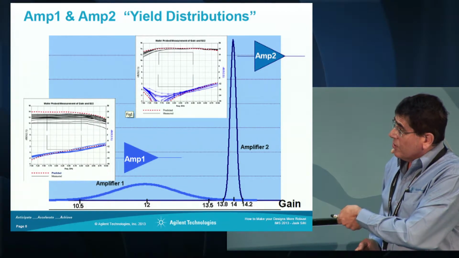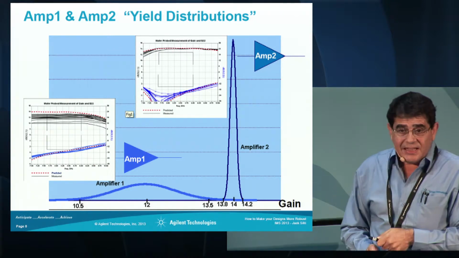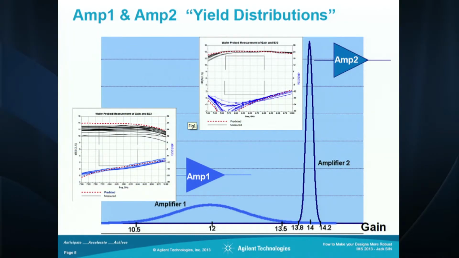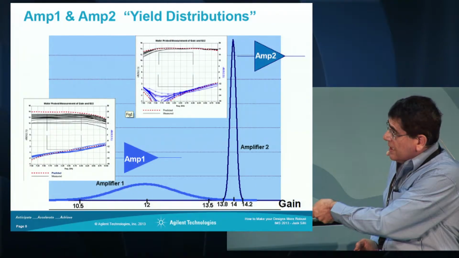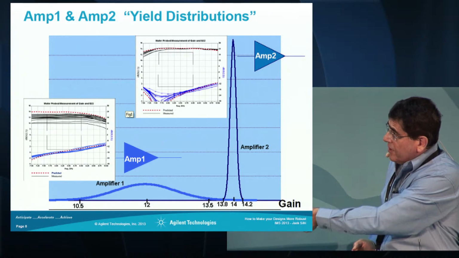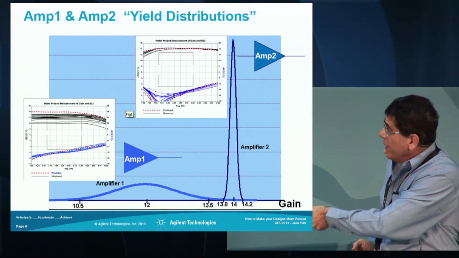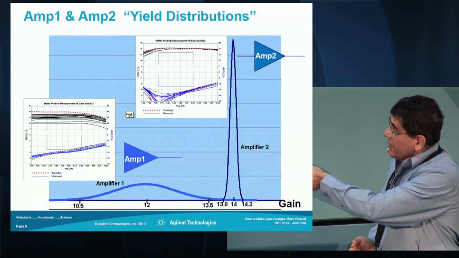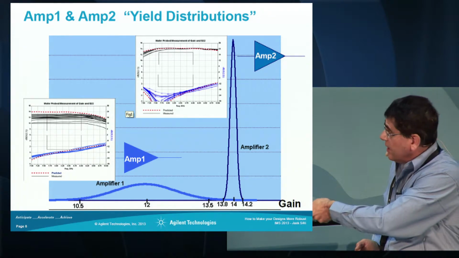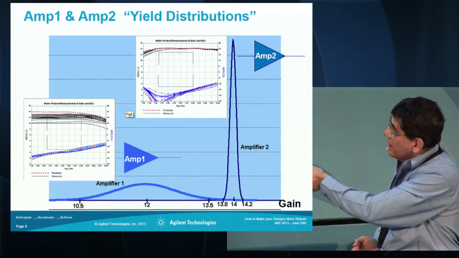So let's understand the results. For that amplifier I showed you first, if I plot the gain on the x-axis and how many met the specs, notice that the first one, the standard design technique, has a big, wide variation. The gain ranges from 10 to 14 dB. Whereas this one, the robust design technique, is very tight. All of them are around 14 dB gain.